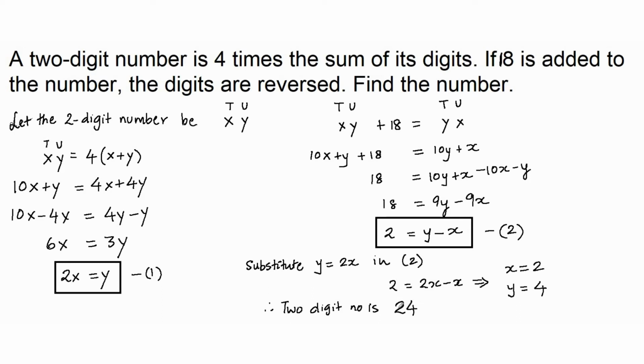Now let's see if this satisfies all our conditions. This 24 is 4 times the sum of the digits: 4 plus 2 is 6, and 6 times 4 is 24, so it satisfies the first condition. And when I add 18 to 24, I get 42, which means that the digits are indeed getting reversed. That is the second condition. Therefore, the two-digit number is 24, and this solution satisfies both our requirements.